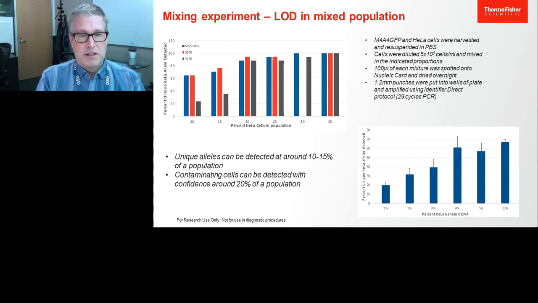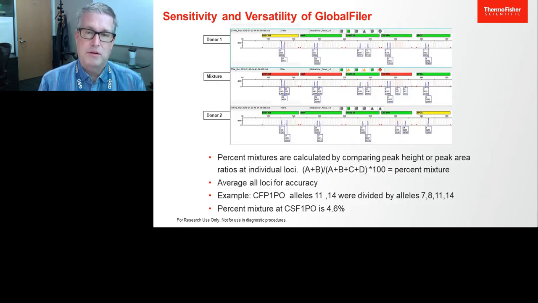Again, the unique alleles can be detected down to around 10 to 50% of the population in copan cards, down to about 1 to 2% when you're just looking at single allelic differences in a mixed population. As I mentioned before, the global filer is another one that provides a higher level of discrimination because it has 24 different loci that can be analyzed here. And we did similar mixing experiments with the global filer cells, and we were able to detect down to about 4.6% of a mixture, detecting all the different alleles from the HeLa cell mixture there.